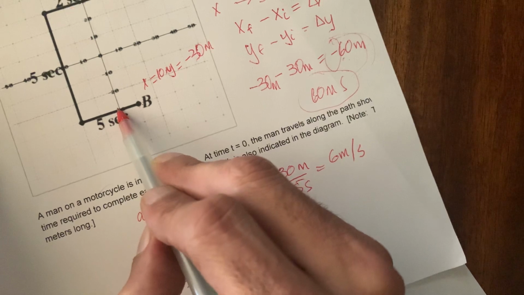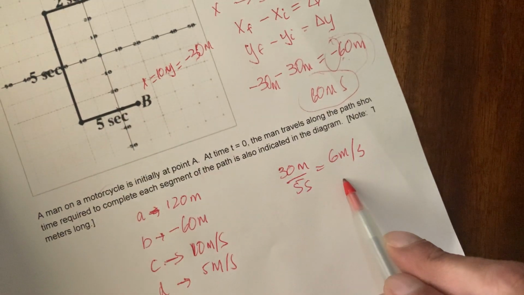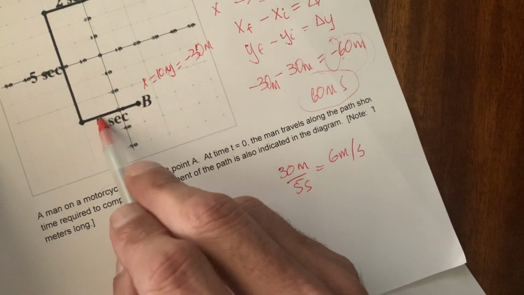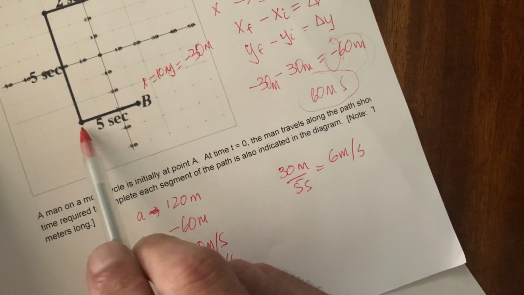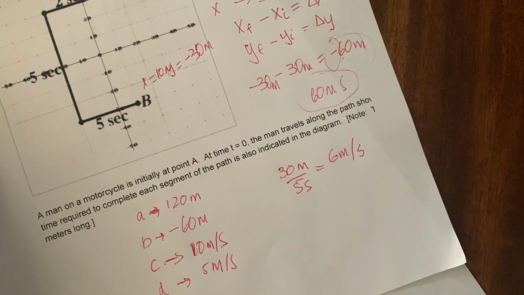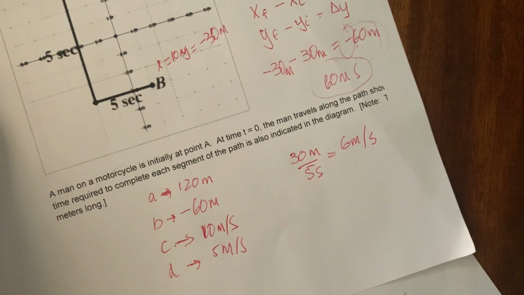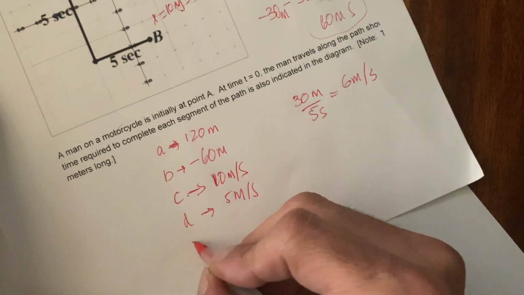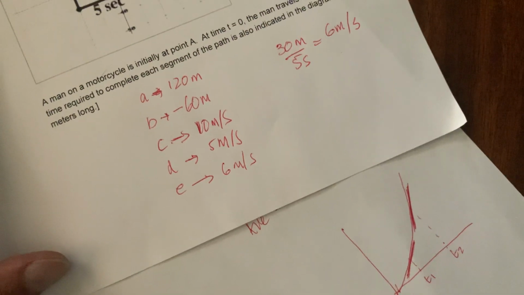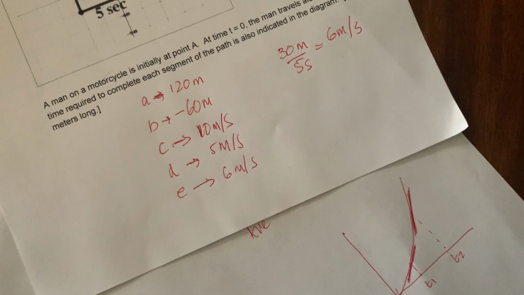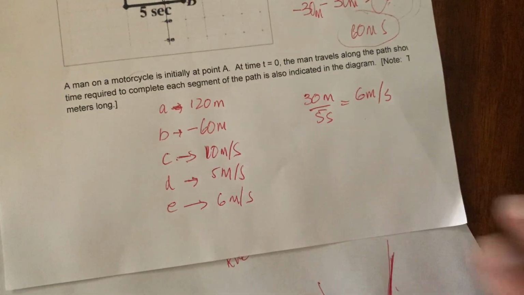If I had asked at t equals 10 seconds, your answer would still be the same, 6 meters per second. If I had asked for t equals 11.5 seconds, it'd still be 6 meters per second, because this speed is constant here, okay? So I hope that helps you understand this. Let's put that down. E is 6 meters per second. And so here are your solutions. I hope that makes sense and helps you with further questions like this.